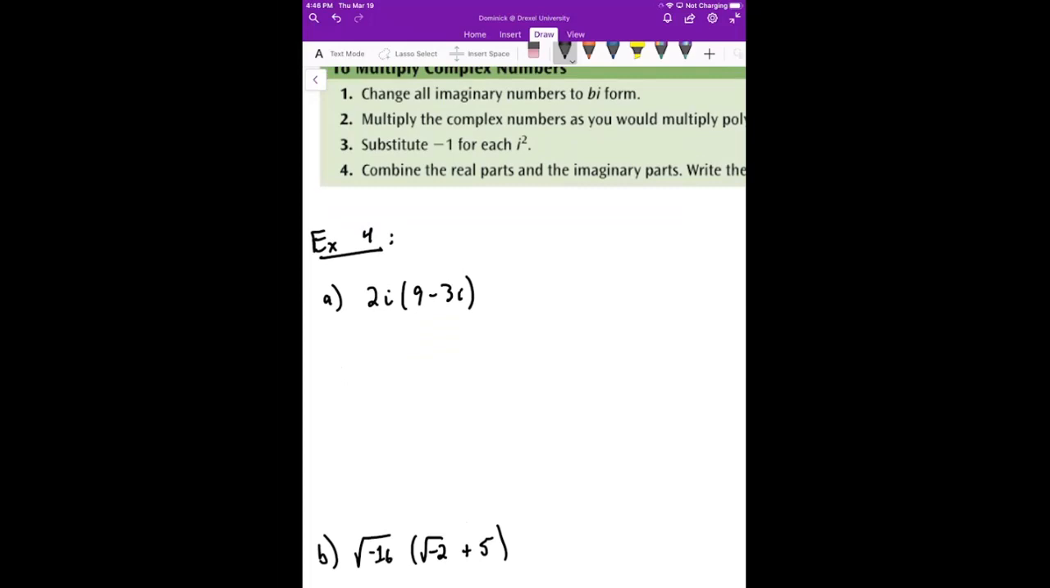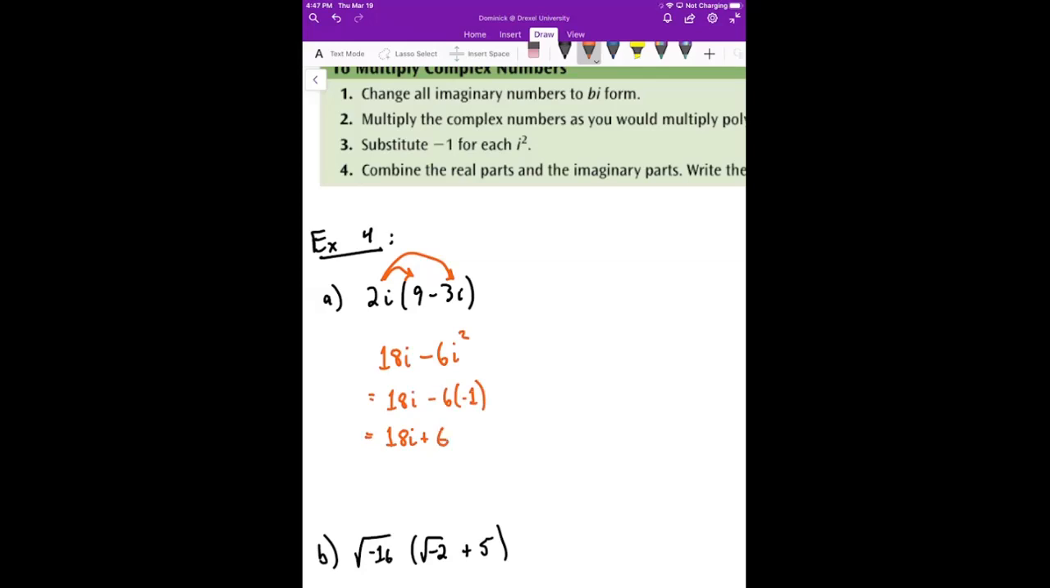If we multiply here we need to distribute, of course. So I have a 2i times 9, which is an 18i. And then a 2i times minus 3i is a minus 6, and then i times i is i squared. So now we need to write any i squareds we have as a -1. So -6 times -1 will now be an 18i plus 6.